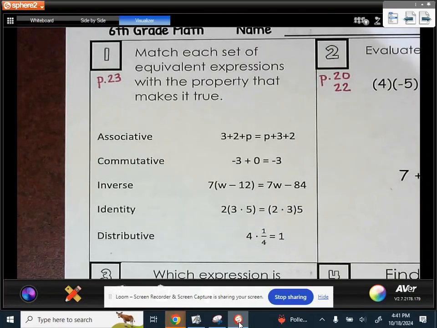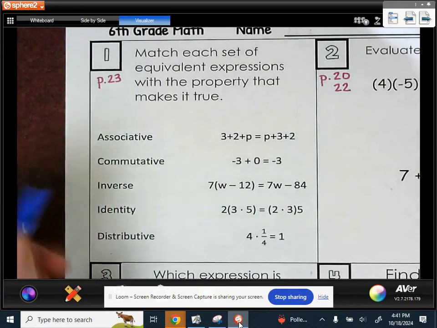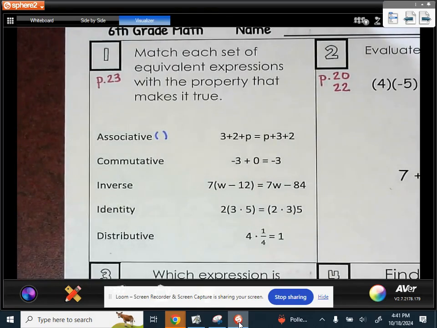Hey, we have a test tomorrow over expressions. One of the things we learned on page 23 is five properties that tell us if two expressions are equivalent. Remember that the associative property has to do with parentheses, and it means that the parentheses can move. The order of the numbers won't change, but the parentheses can move.